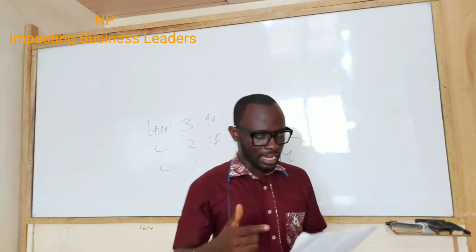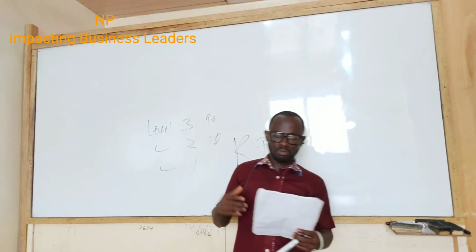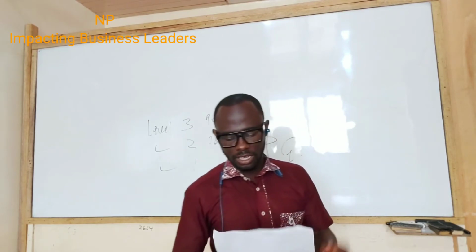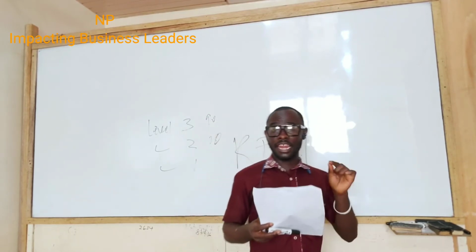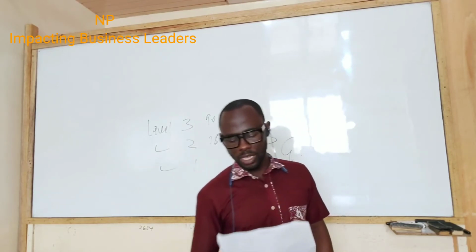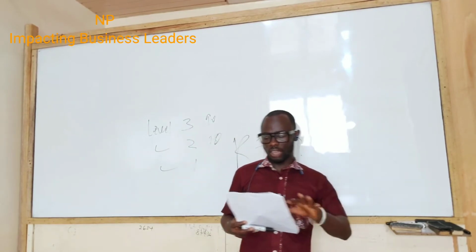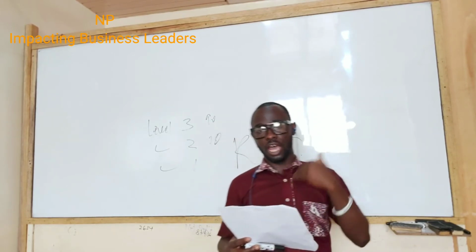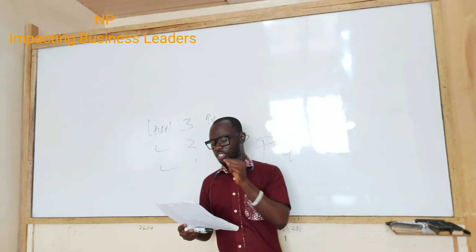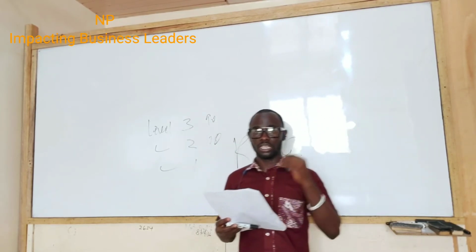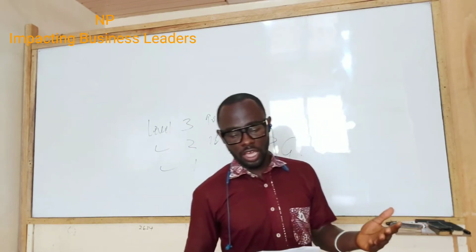IPSAS 29, Financial Instruments Recognition and Measurement, and that is based on IAS 39. Then IPSAS 30, Financial Instruments Disclosure, and that is based on IFRS 7. All these three are about financial instruments, but they are broken down into presentation, recognition and measurement, and then disclosure. So there are three different accounting standards on financial instruments.